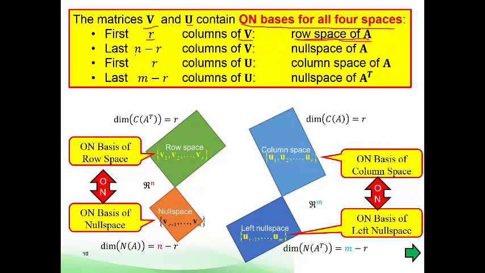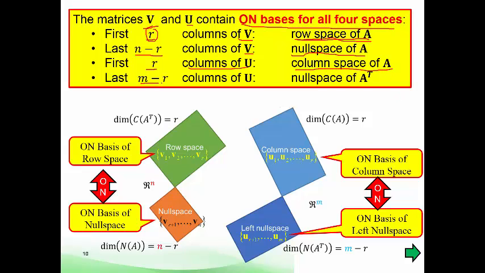And if we look at the last N minus R columns of V, those are the ones that we tacked on specifically to be a basis for the null space. Then if we go over to U, the first R columns of U, those are the important ones. Those are the actual singular vectors called U vectors. They are an orthonormal basis for the column space of A.